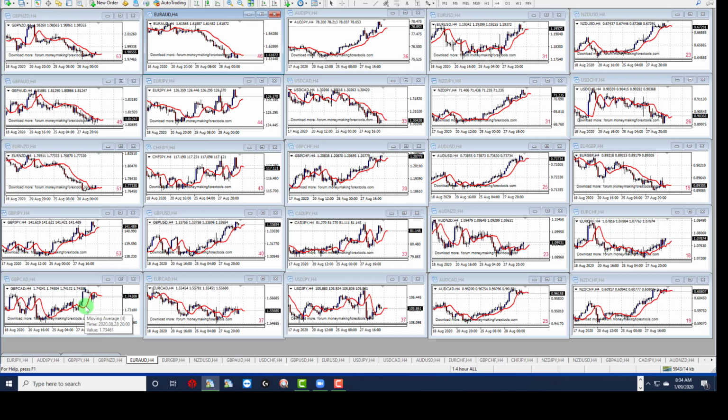Now, the other thing that is prominent that you can see here is that the US dollar is weakening tremendously. And you can also see that the Aussie and the New Zealand are strengthening tremendously. The yen is also weakening tremendously. And you don't need a strength and weakness table to tell you that. You can see it on the chart.